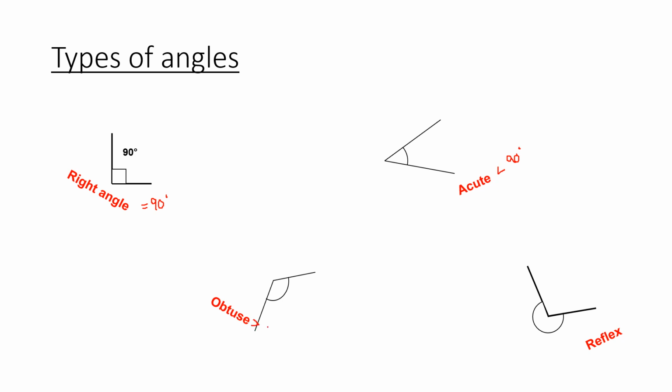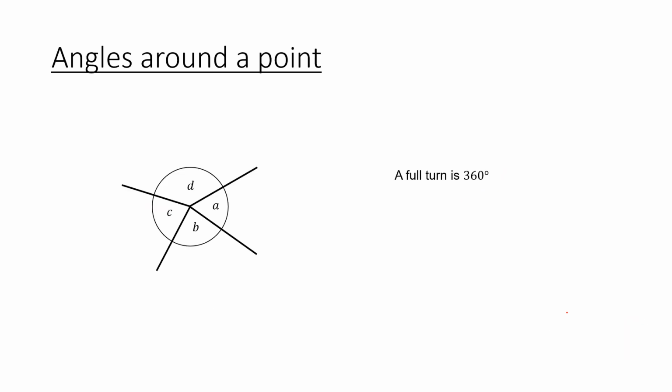An obtuse angle is always going to be more than 90 degrees. And then a reflex angle is always going to be more than 180 degrees. Okay, you'll notice that it's quite a large angle. Okay, angles around a point. So it's a 360 turn. So a full turn is equal to 360 degrees.